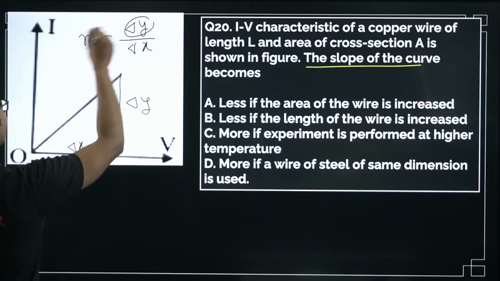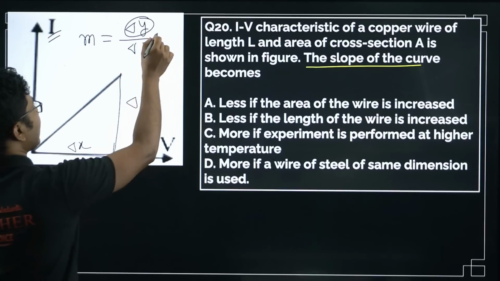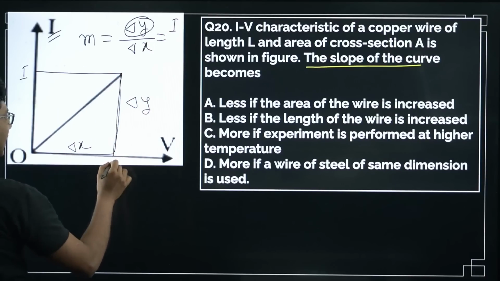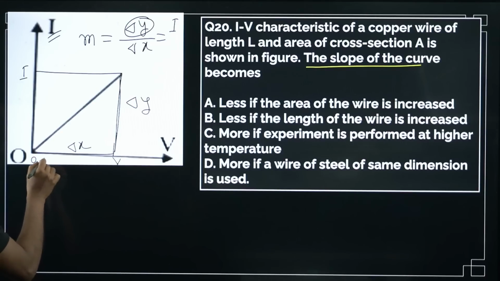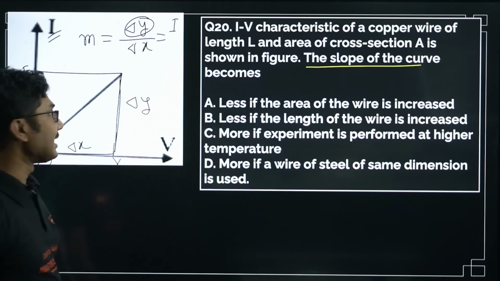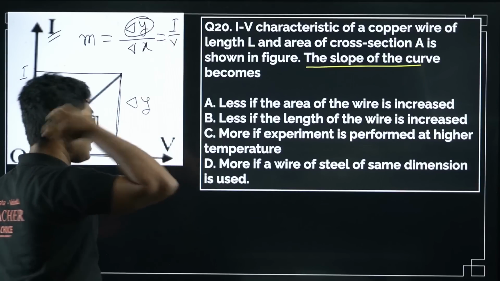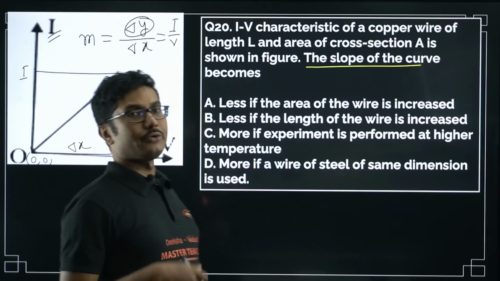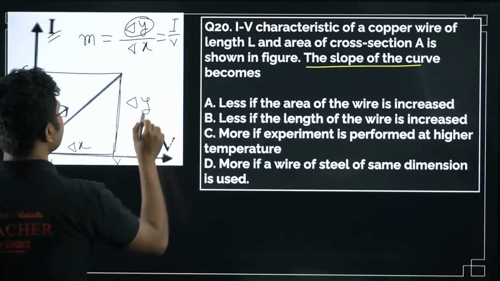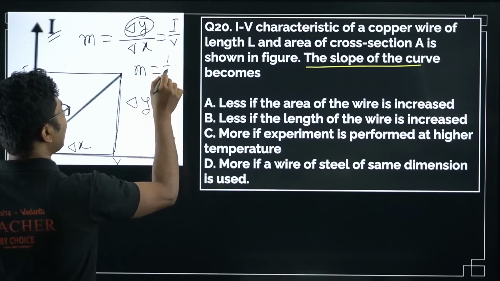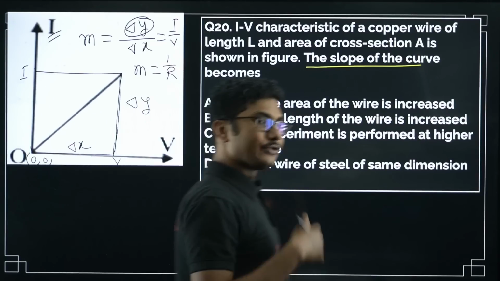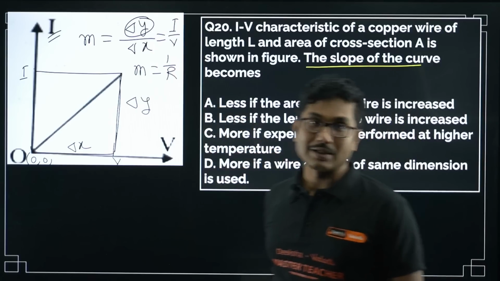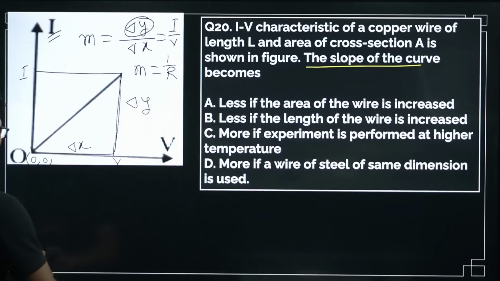Now what is delta y here? Delta y represents current. Suppose at this point the current is I, and at this point the voltage is V, this is 0, 0. So delta y means I minus 0, that is I, and delta x is voltage. So what is I by V? In the last problem we saw that V by I equals resistance. So slope in this case is 1 by resistance. You can also put V equal to IR, so I will cancel and you will get 1 by R. So the slope of this graph is 1 upon resistance.